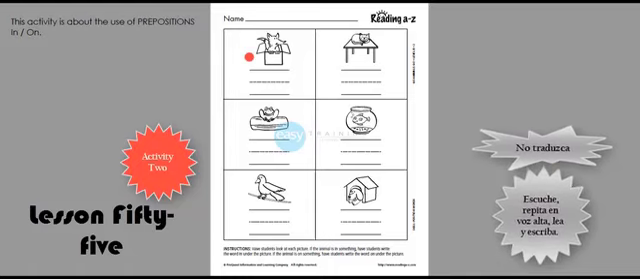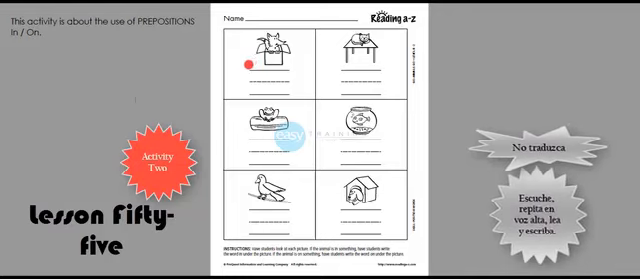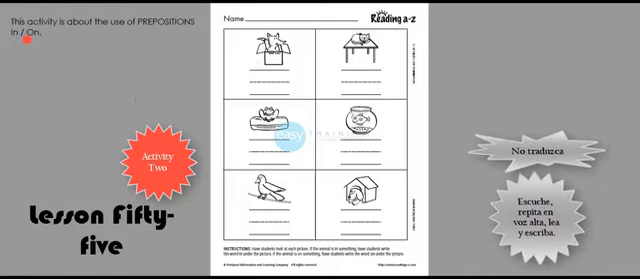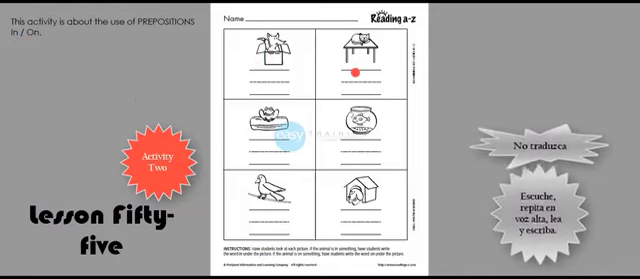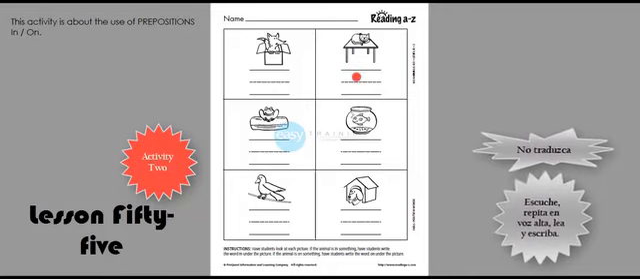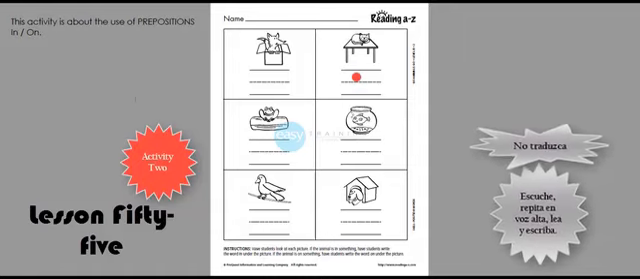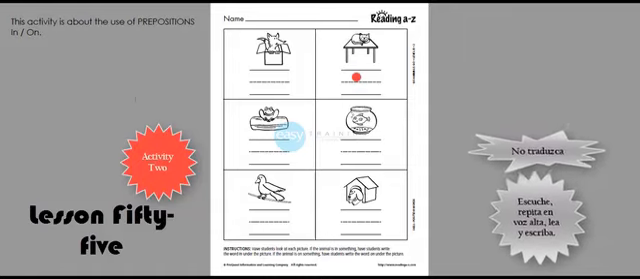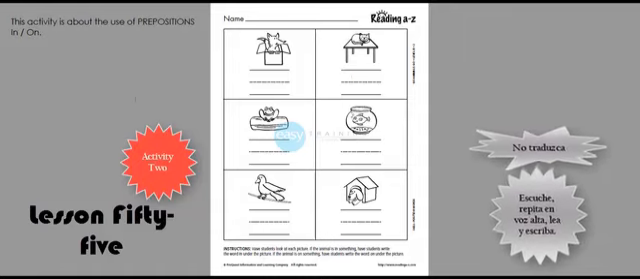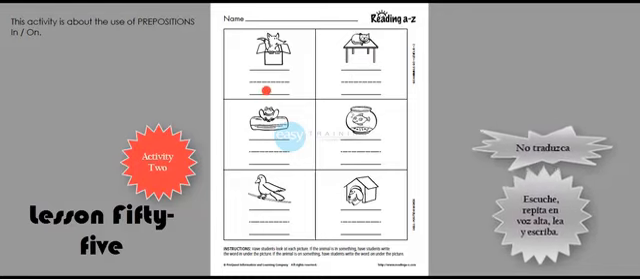Se trata entonces de escribir in or on debajo de cada imagen, según si está in or on cada objeto. Usted intente hacerlo. Ahora compare con lo que voy a hacer yo.